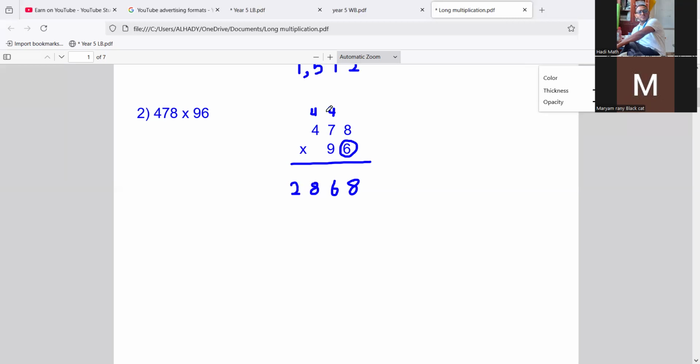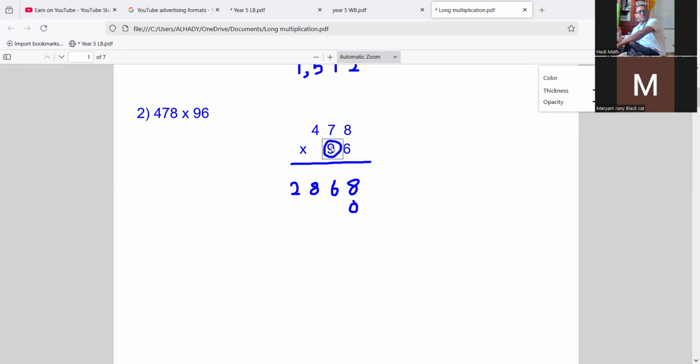Now you're done with the 6. Now you need to move your circle to the 9. And please don't forget to take this carry over out, because this carry over was for the 6. Now this 9 is 90. You put 0 first because it is tens.